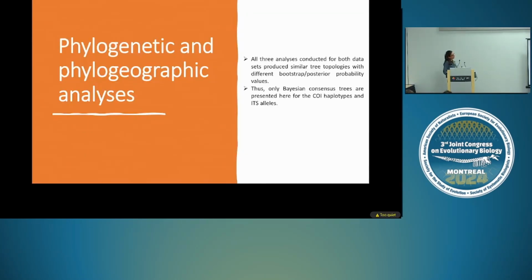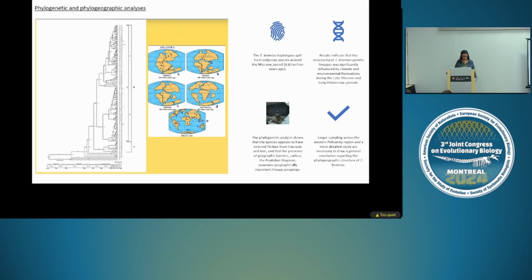Phylogenetic and phylogeographic analysis. All three analyses conducted for both data sets produce similar tree topologies with different bootstrap probability values. Thus, only the Bayesian consensus tree for cytochrome oxidase and ITS data is shown. Bromeus haplotypes split from the outgroup around the Miocene period, as you can see.